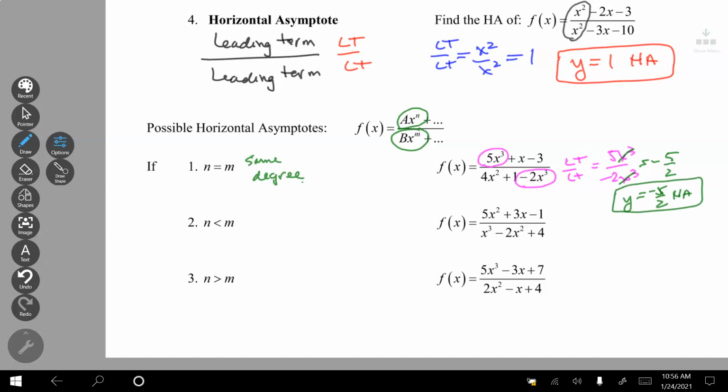So in other words, when I have the same degree over the same degree, the x's all cancel out. I'm going to get my HA is y equals some fraction, in this case a over b. If you look over here, it would have been a over b, 5 over -2.